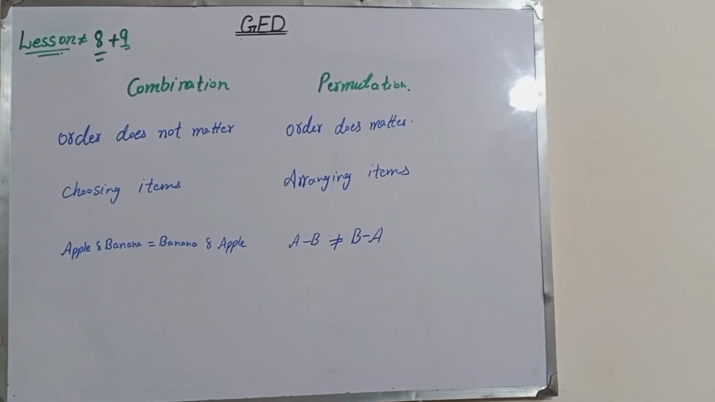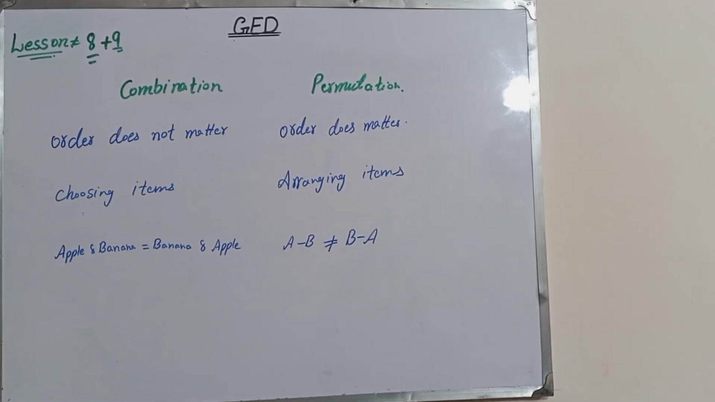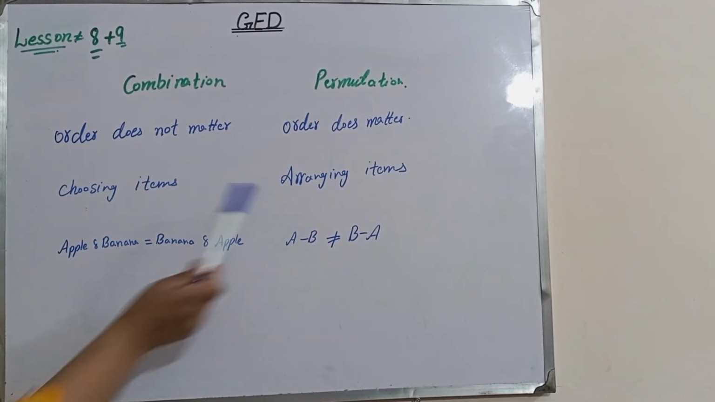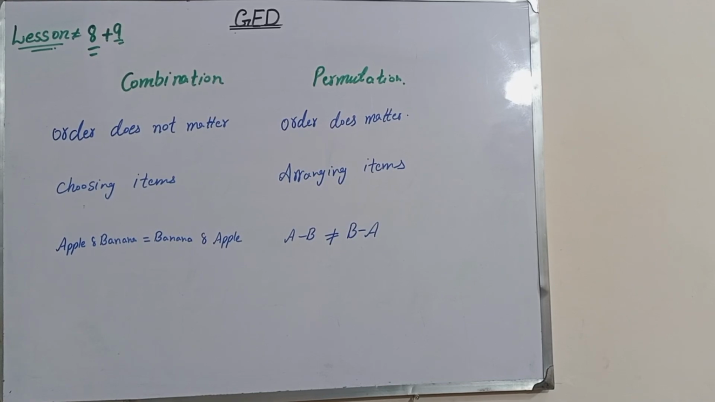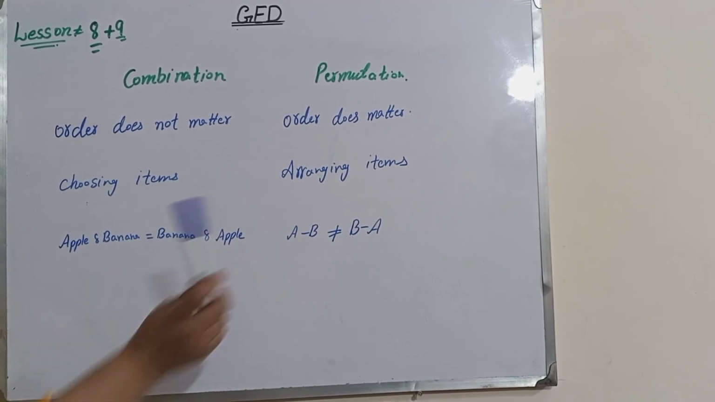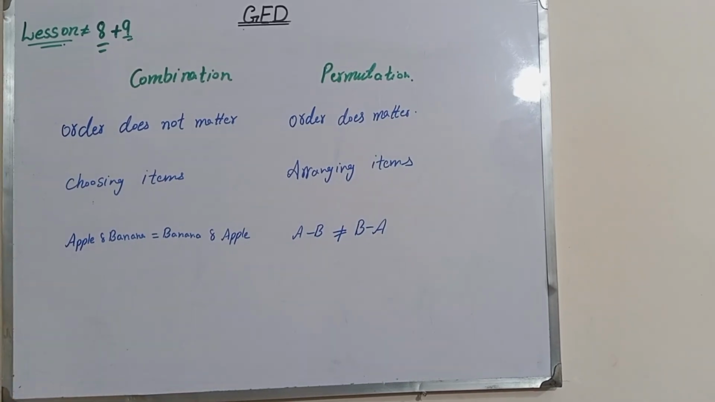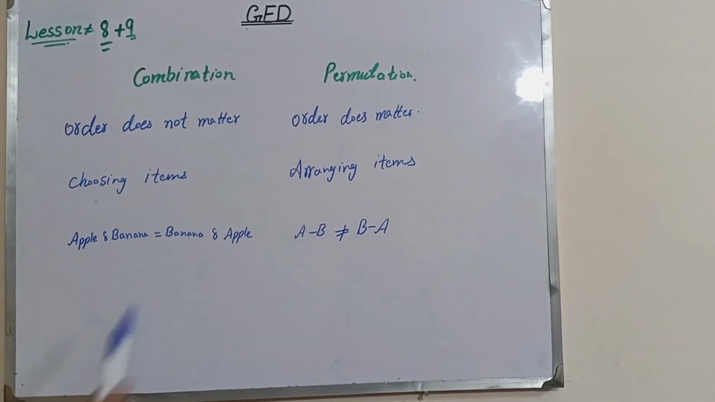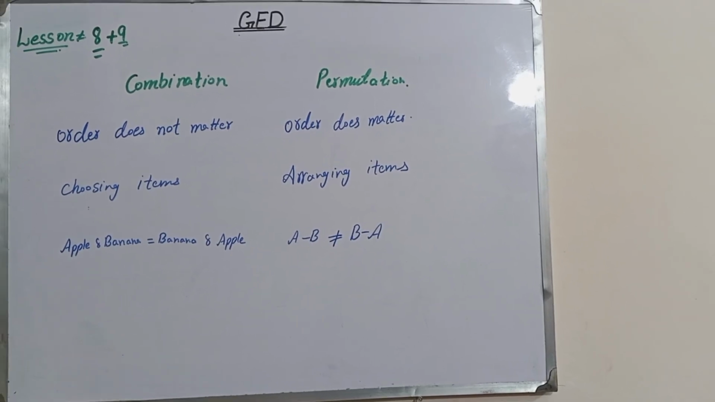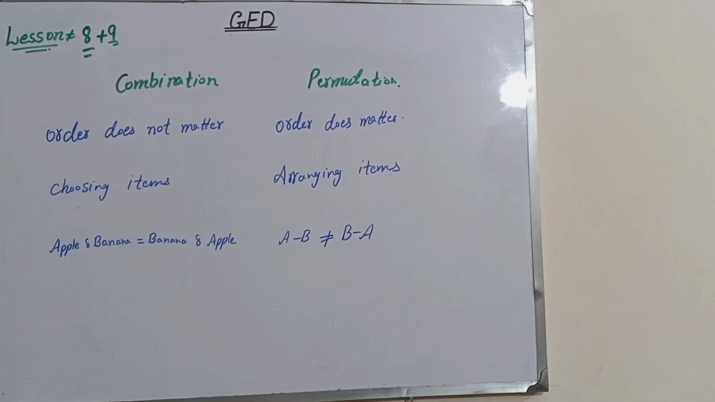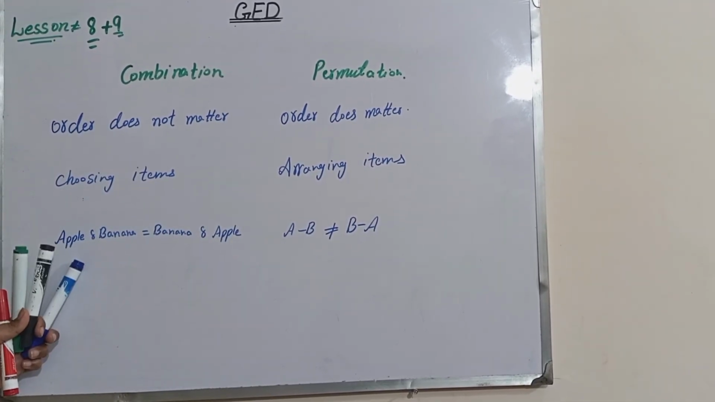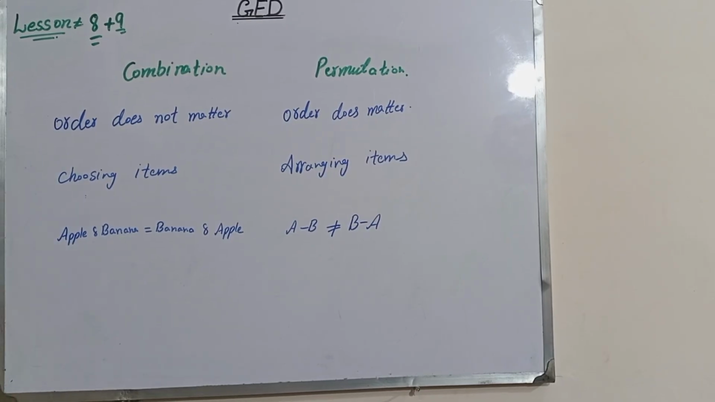Let's do the comparison between combination and permutation. In the combination, as I claimed earlier, order does not matter, but in permutation order does matter. Combination is choosing items, permutation is arranging items. That's why I explained earlier and repeated again and again: apple and banana is equal to banana and apple in combination. But in permutation, apple and banana is not equal to banana and apple. It's a different answer. So when to use permutation? Use permutation when we see words like arrange, order, position, seating, line. But when they say choose or select, we will use the combination.